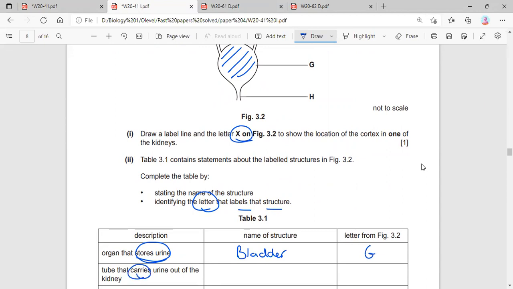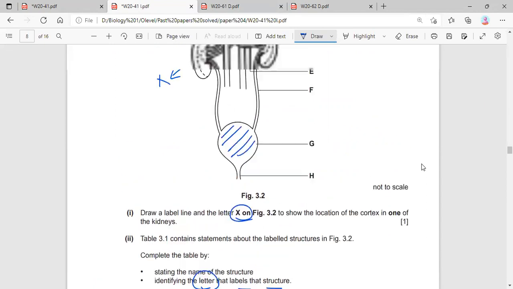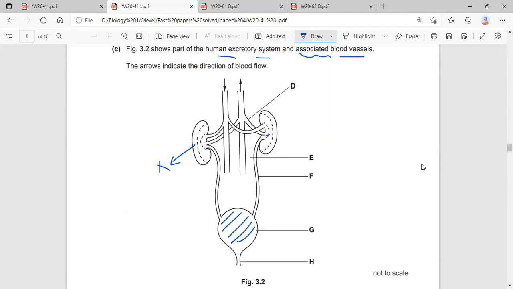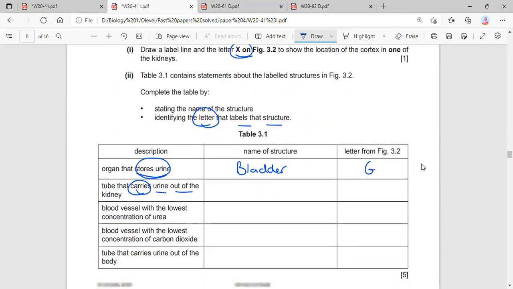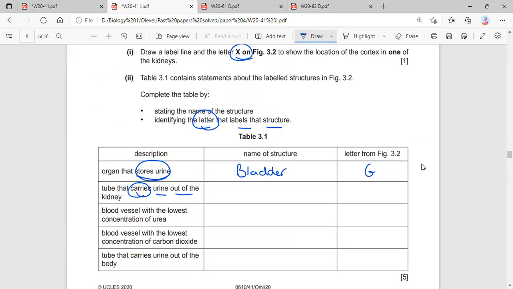The tube that carries the urine out of the kidney. Urine comes from the kidney, goes down the ureter to the urinary bladder. So this tube will be F, and here I will write ureter. The blood vessel with the lowest concentration of urea.